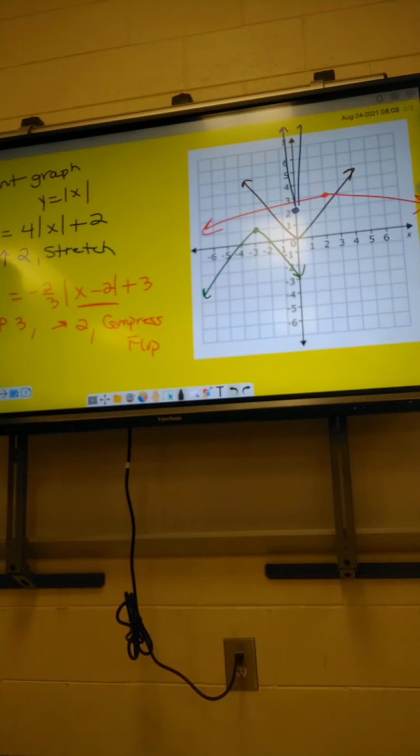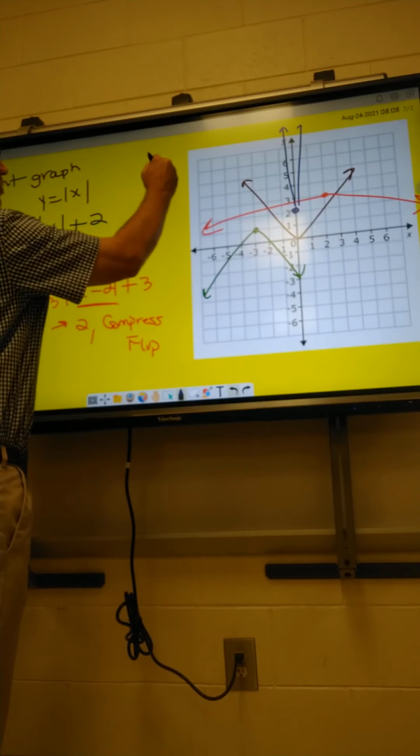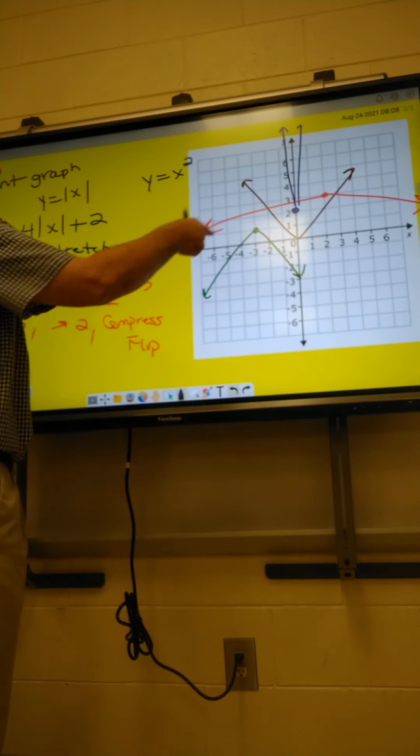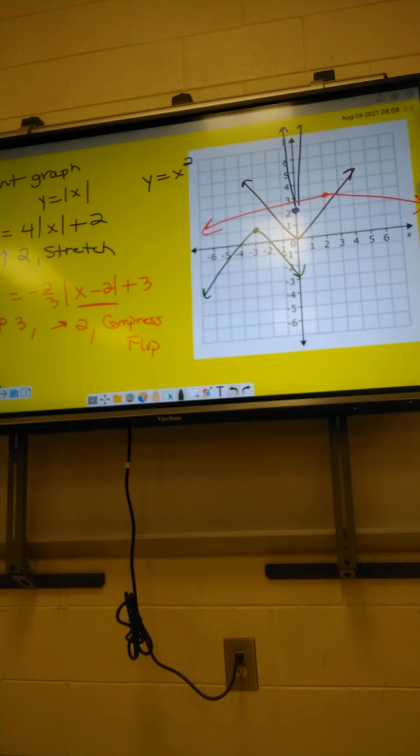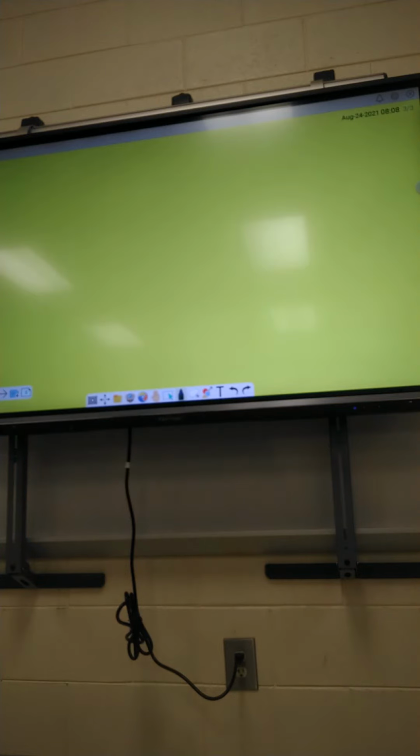Now, the only way it would be different if it looked like this, y equals x squared, instead of V's, they would all be parabolas. That's the only difference. All right, let's go to 4.